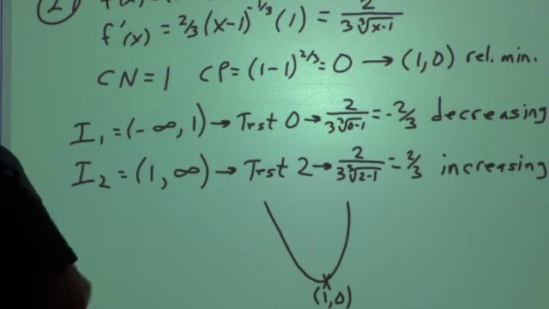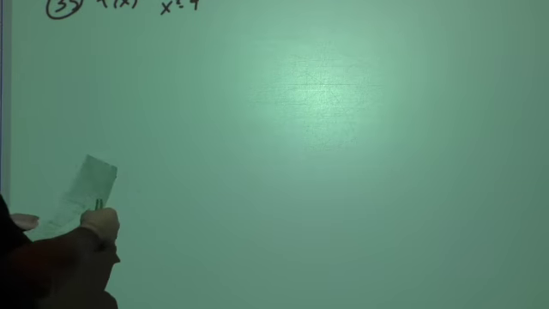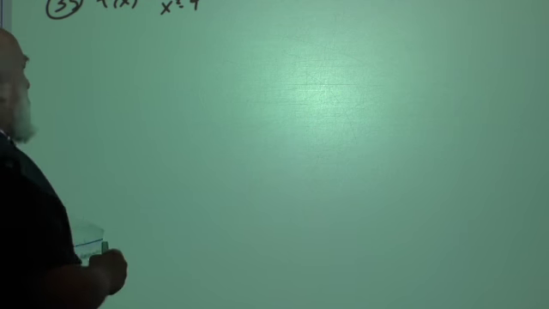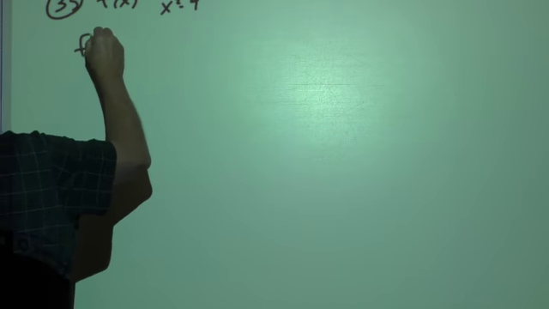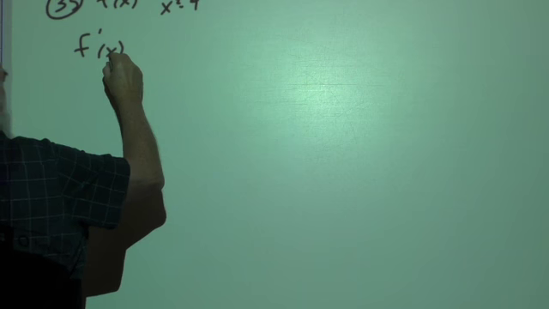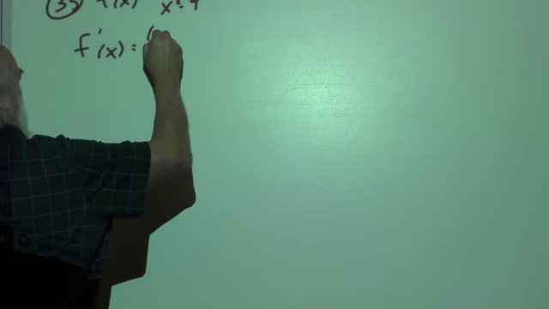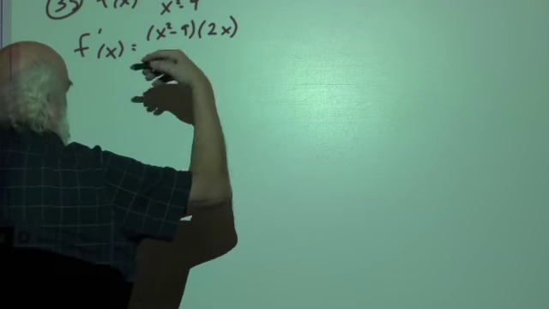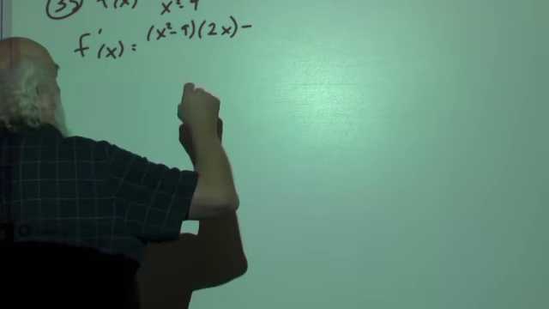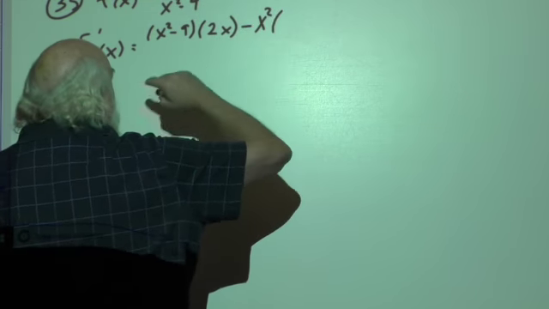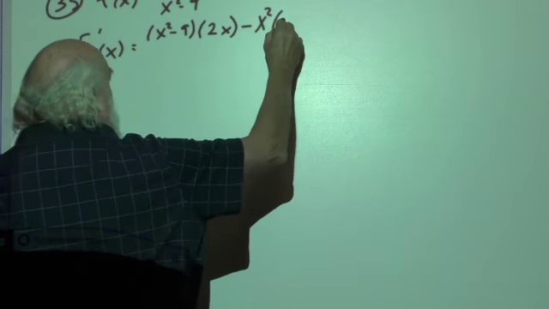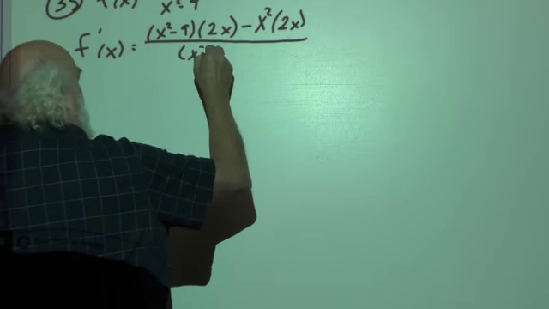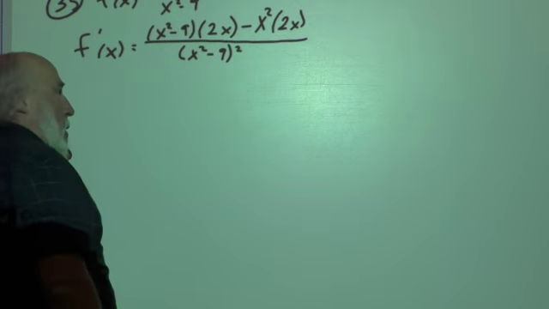Okay? Last one. Number 35. F of x equals x squared over x squared minus 9. Alright, so I'm going to play games with our quotient rule. So this is going to be x squared minus 9 times the derivative of x squared, which is 2x. And because it's quotients, this is subtraction here. And then the x squared times x squared minus 9 derivative, which again is 2x. And then we go all over the square of this denominator, x squared minus 9 quantity squared.